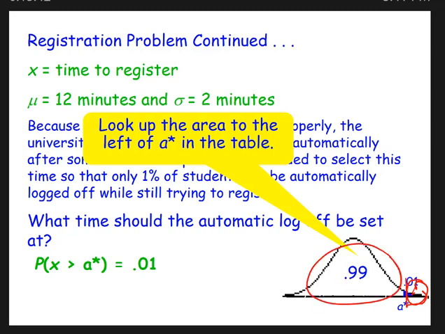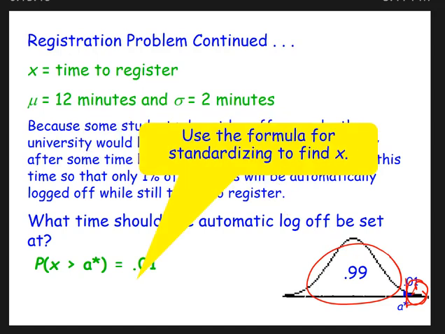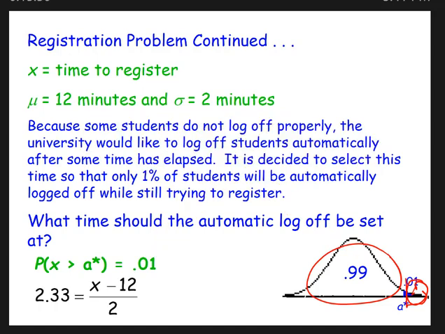That's the percent given in our table. So we look in the body of the table for 0.9900. The value that is closest to that is 2.33. So that's our z-score.